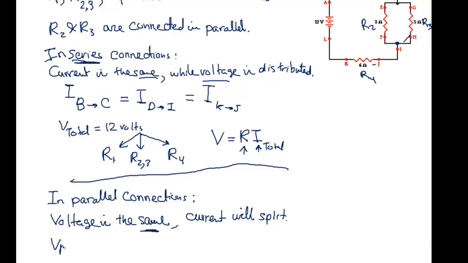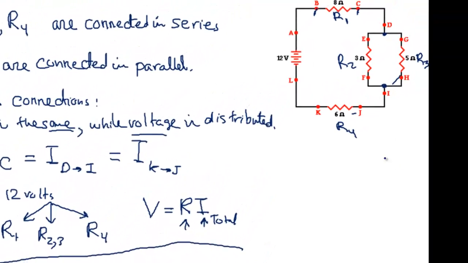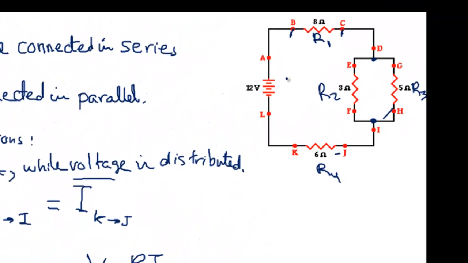So the voltage drop across R2 is equal to the voltage drop across R3, meaning V. This means that the voltage drop between point E and F is equal to the voltage drop between point G and H. Okay. And of course this voltage will not be equal to the 12 volts, because the 12 volts will be distributed among 3 resistors in series: the 8 ohm, the equivalent of R2 and R3, and the 6 ohm here. So that's the current, the voltage.